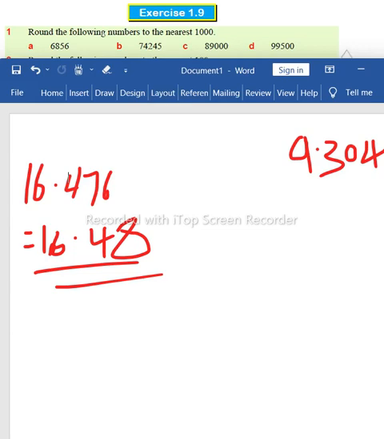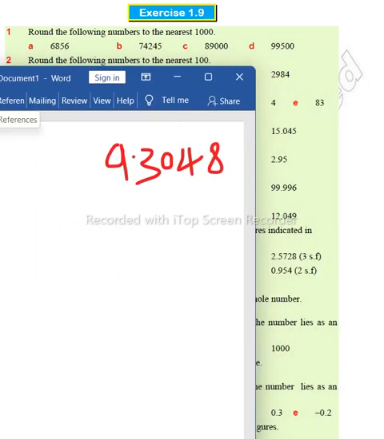Now C, let's see, the question under C is this. So we will try to round to the nearest 100. As we see 9 point, 100 is here, and the nearest number under 0 is 4. 4 is less than 5, so we put this number like this: 9.30.